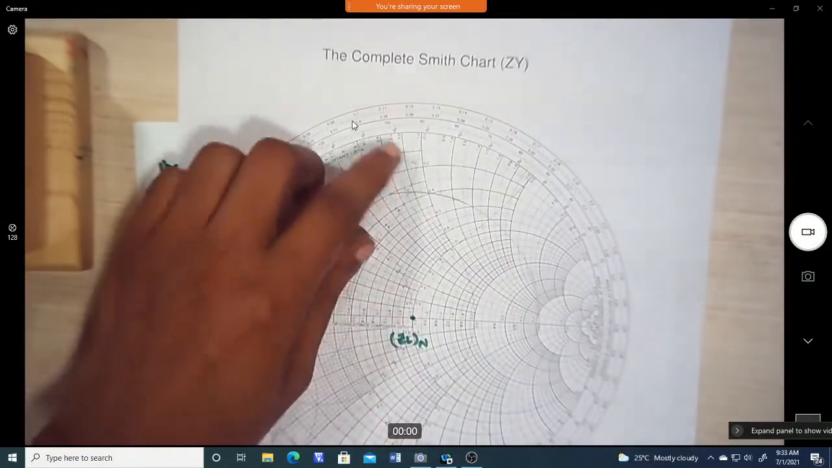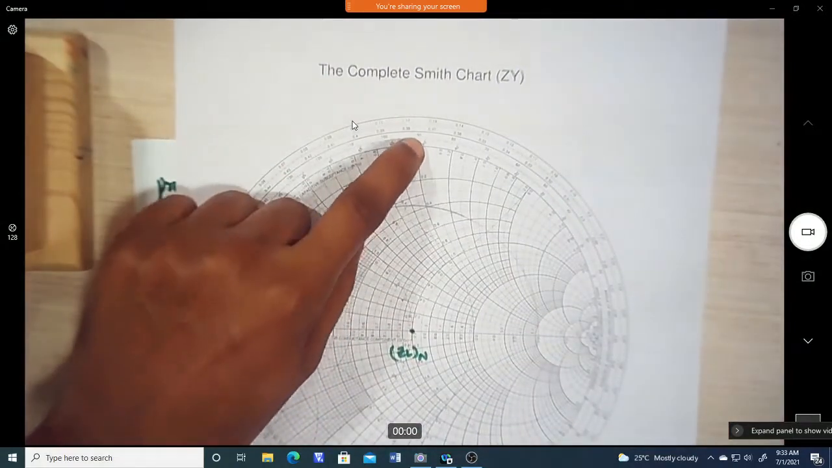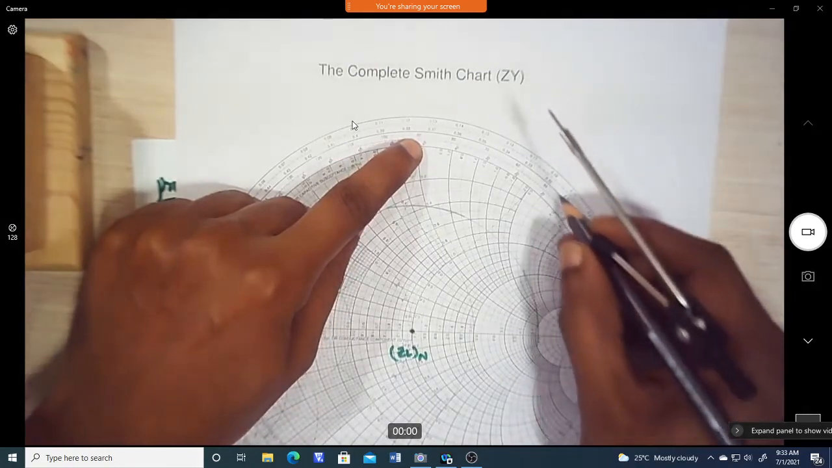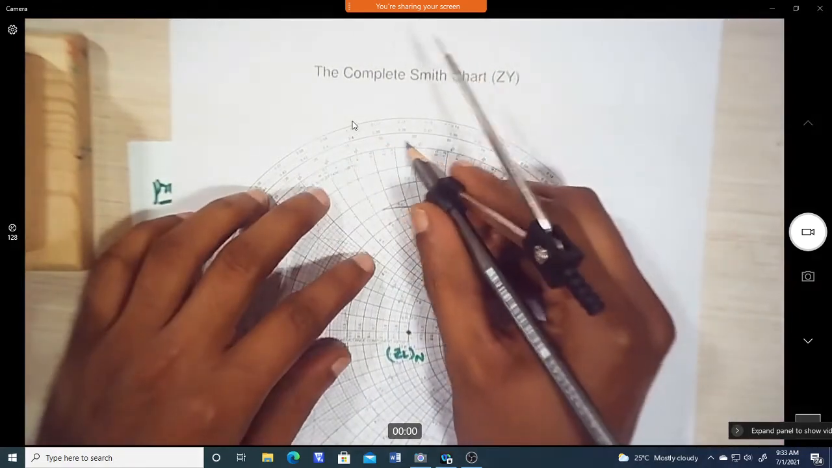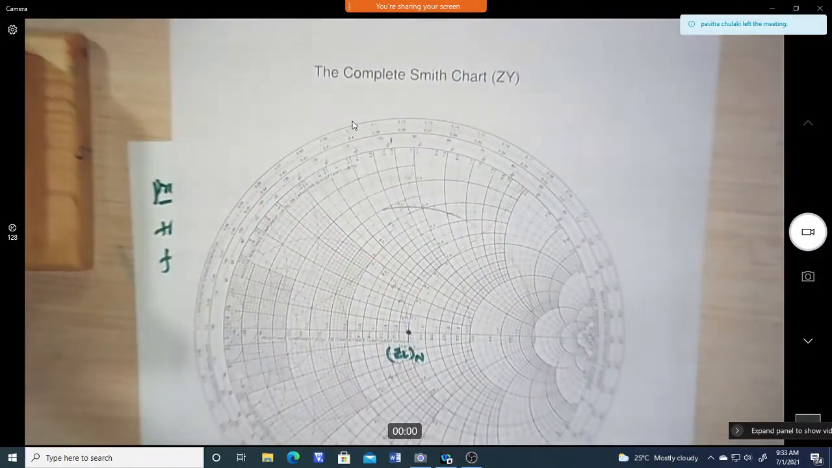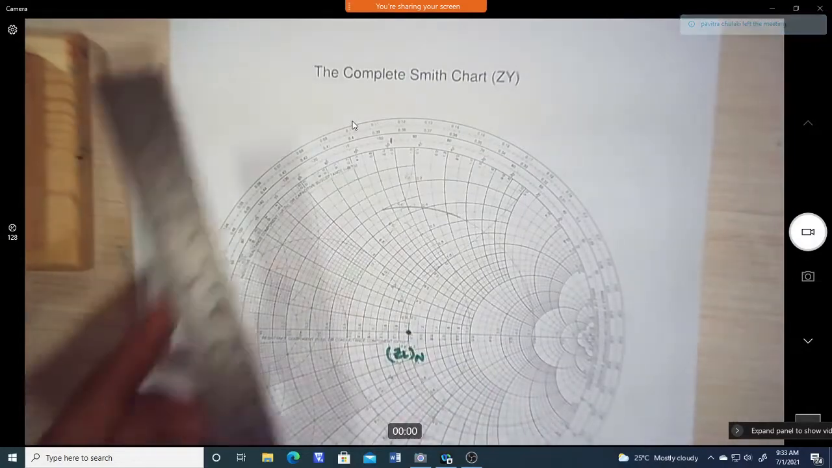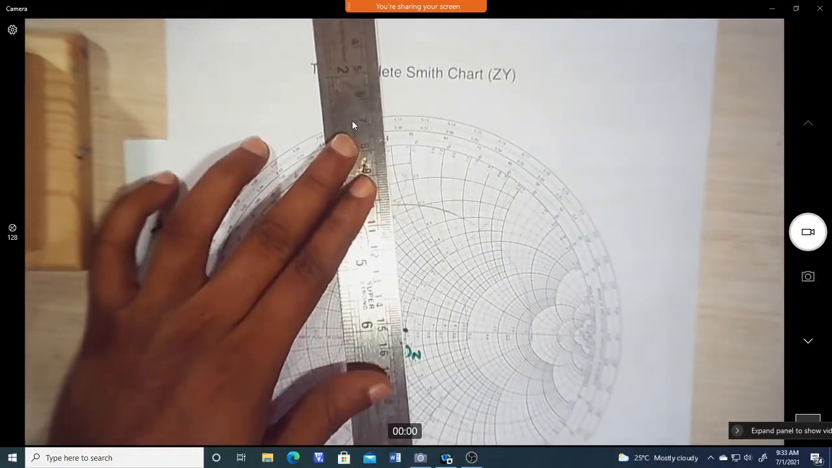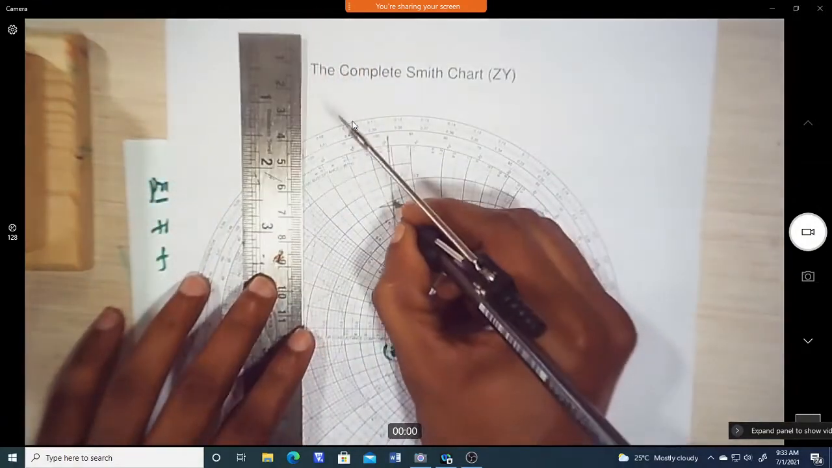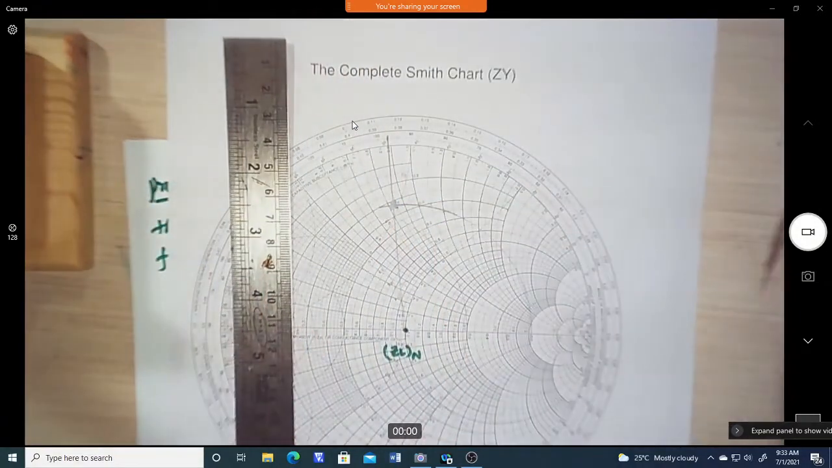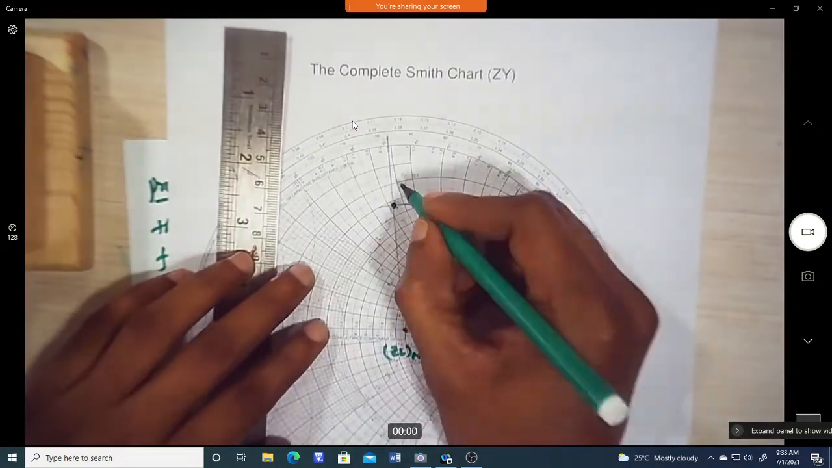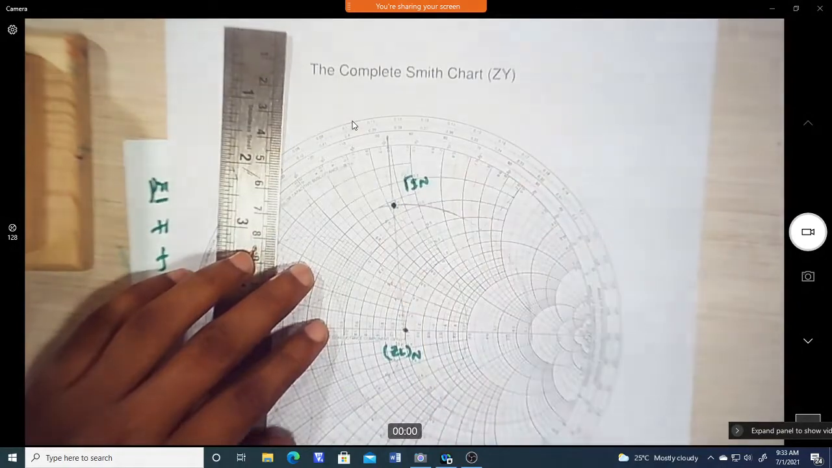So now you can see here, so somewhere here 90 degree it is there. So from this you can see 0 degree, 10 degree, 15 degree like that. So there we will be having 97 degree. So I am getting the point here. Okay, so now if I make the line from center to that point. Okay, so where it is making the intersection, that is our input reflection coefficient, that is this point. This is our gamma in.